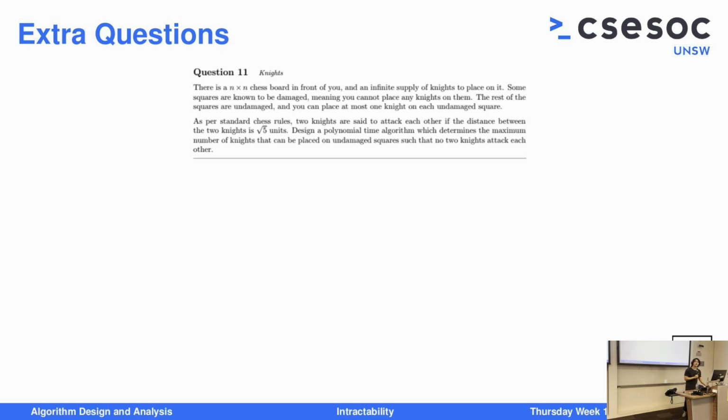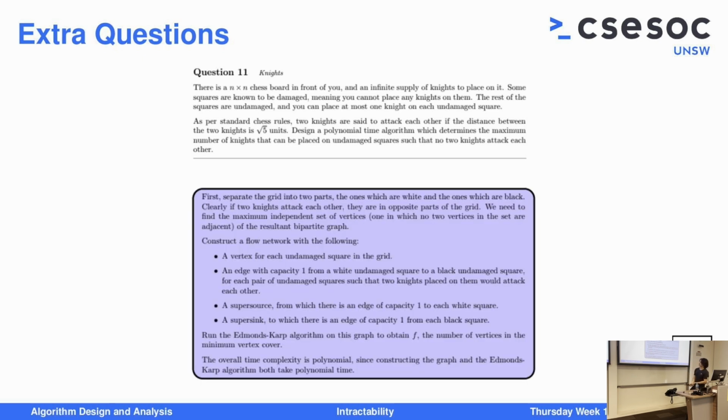And you may have seen a solution similar to this, if you've done a matching question before. Separate the grid into 2 parts: the ones which are white and the ones which are black. Clearly, because we know that knights can only attack opposite colored squares, if 2 knights attack each other, they are in opposite parts of the grid. We need to find the maximum independent set of vertices, one in which no 2 vertices in the same set are adjacent, of the resultant bipartite graph.